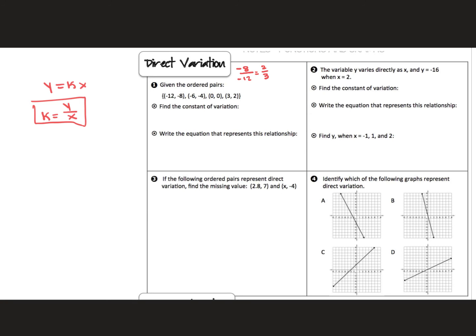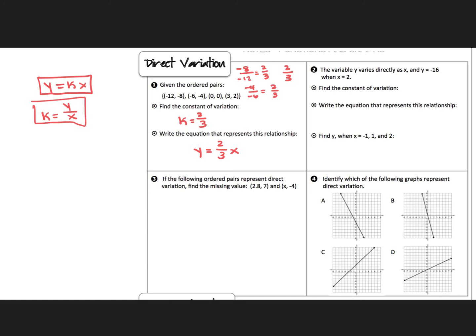I'm going to take my -4 and put it over -6. That also reduces to 2 over 3. Of course, 0, 0. And then we have 2 over 3 for the last one. So our constant of variation is k equals 2 over 3. Remember, we find the constant by taking the y value, putting it over the x, and making sure it applies for the entire set of ordered pairs or table, no matter what you're given. Now it says write the equation. Our equation is y equals kx, where k is the constant. So our equation here is y equals 2/3 x.